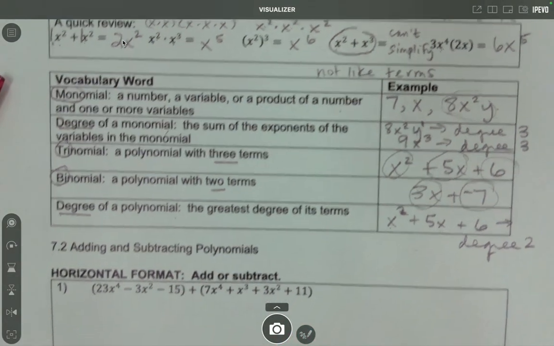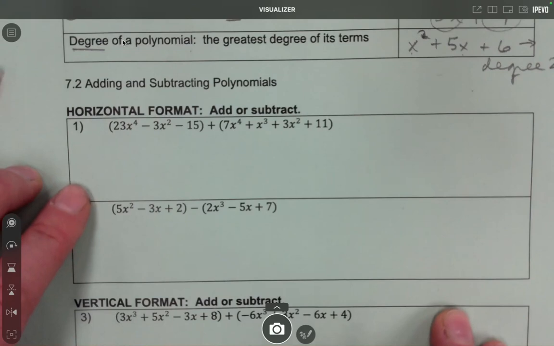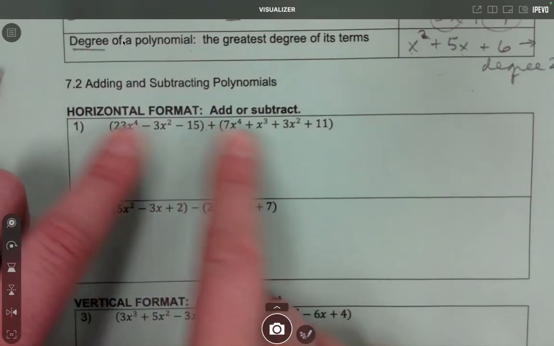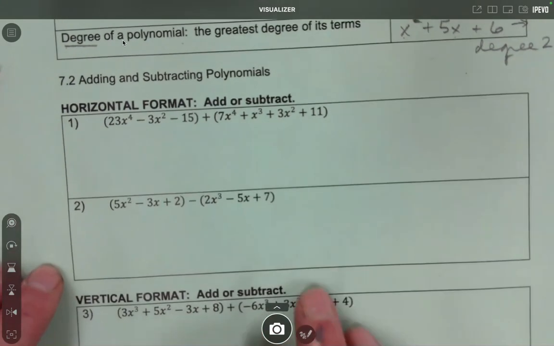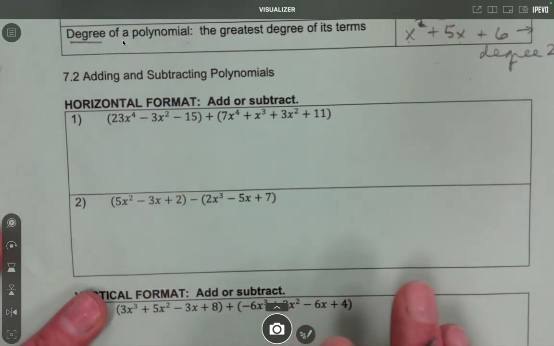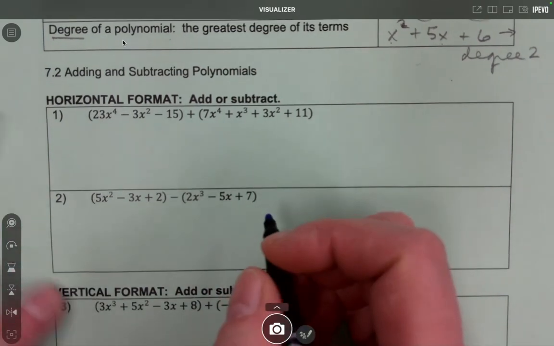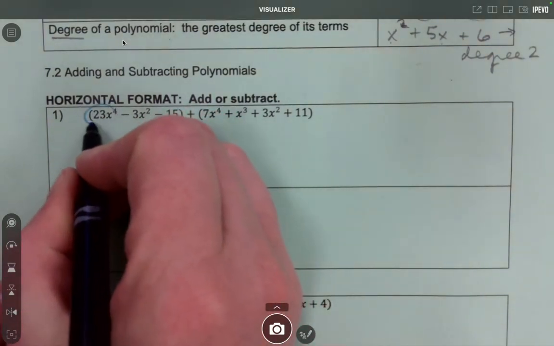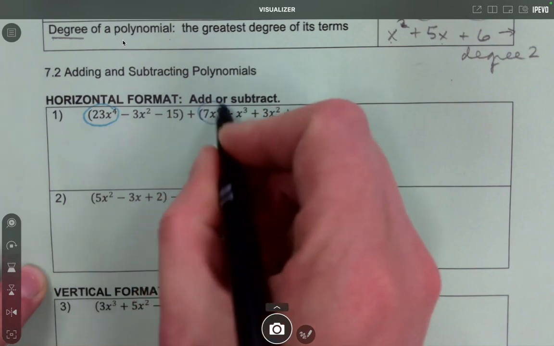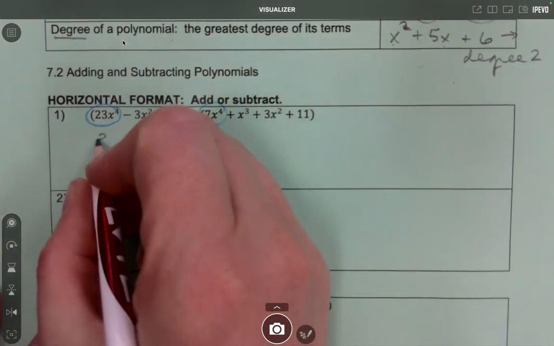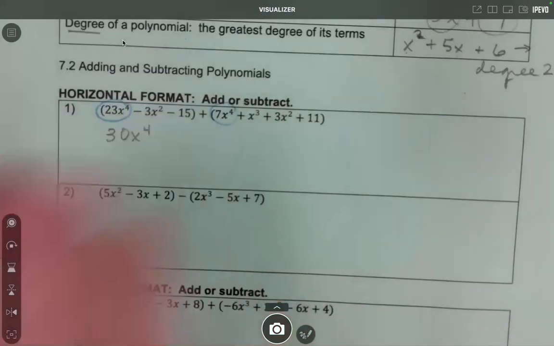So just a quick review of adding and subtracting polynomials. This is stuff we've already done, but I feel like the parentheses to group one polynomial and the other polynomial are maybe the different part. First we could just think about adding like terms. That's what we've always done. If I have 23x to the fourth here, and in my other one I have 7x to the fourth, I would add those together and get 30x to the fourth.